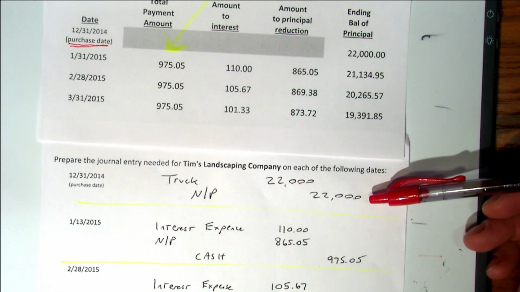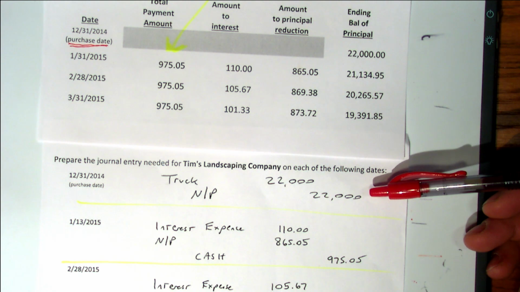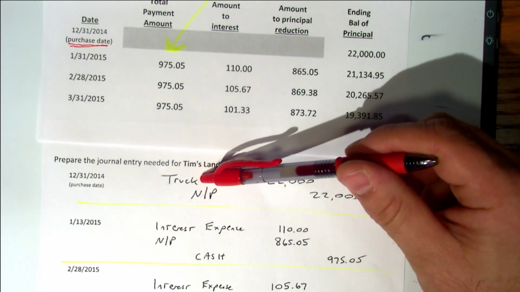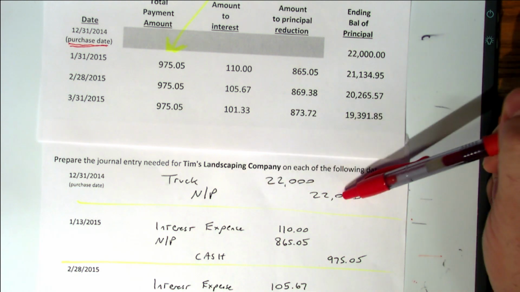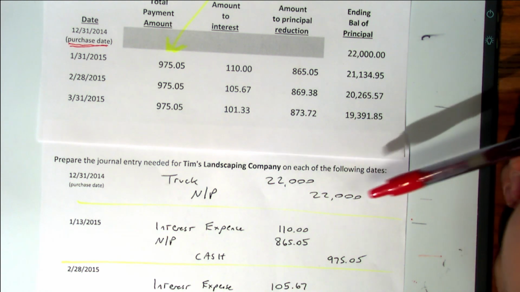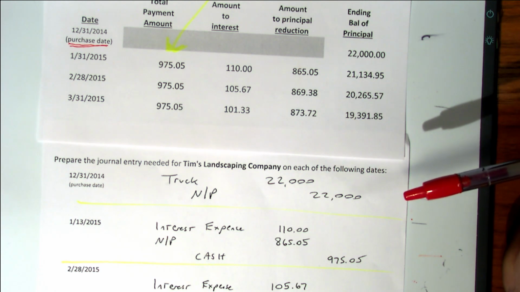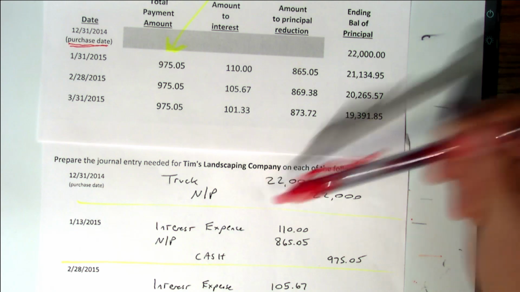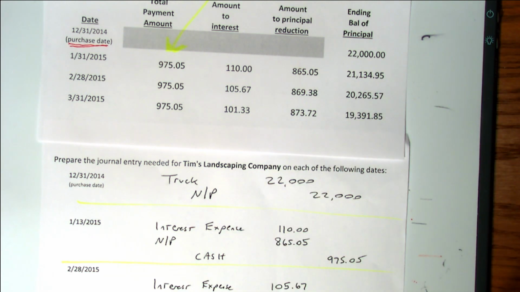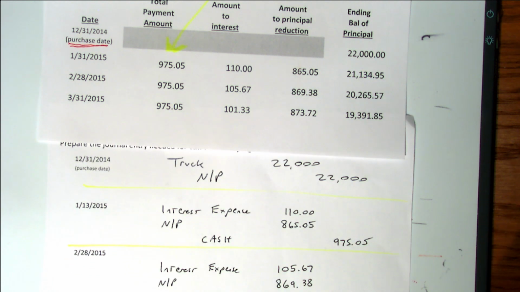If you thought of it as getting a loan and then using that money to buy the truck, then you would have had cash here and the notes payable, correct? And then somewhere else in your general ledger, you would have needed to credit cash for $22,000 and debit truck for $22,000, right? But I'm really most concerned with the liability portion of this, so don't worry about that too much.